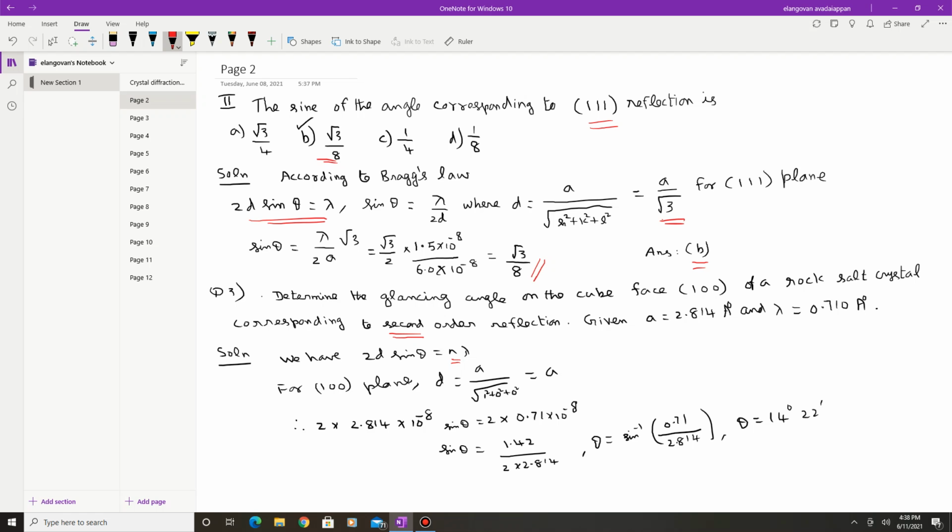For 1 0 0 plane, d is equal to a divided by square root of 1 square plus 0 square plus 0 square, which is equal to a. So d is equal to a. a is given as 2.814 Angstrom units. So if you substitute this value, 2a sin theta is equal to the order 2 and lambda is given, and once you solve this, sin theta you can calculate, this is 14 degrees and 22 minutes. So that can be done. So this is the correct value.